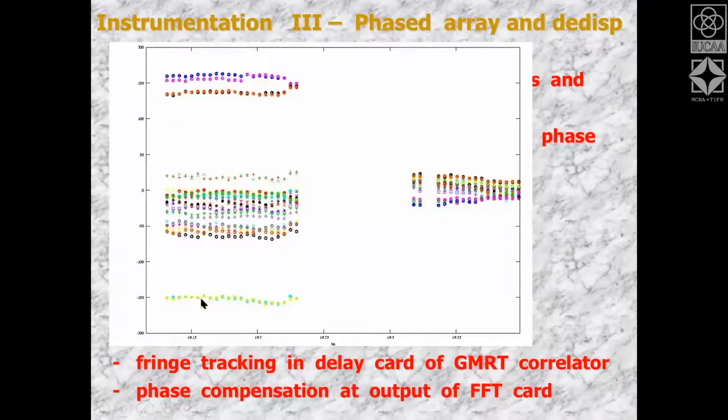So if you are adding voltages here, you will get an output which will be very small, depending on the plus and minus sign of the phase. The output can even be zero. Whereas here, when you add all the voltages, you are now getting a phasor sum. So you will get a net output which is like n times the number, where n is the number of dishes. So this is just illustrating the phasing procedure in, say, GMRT.